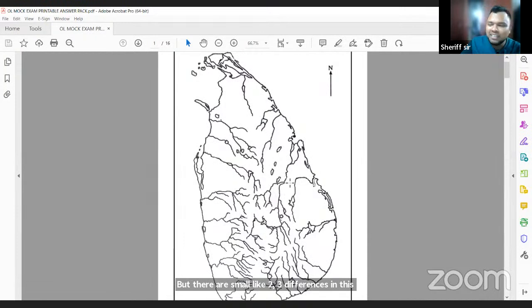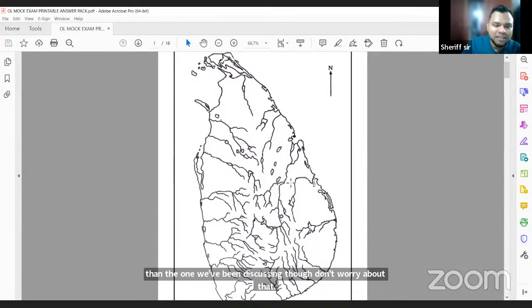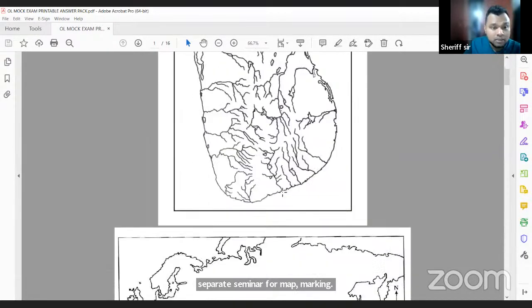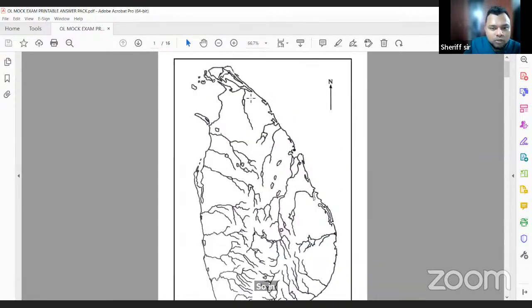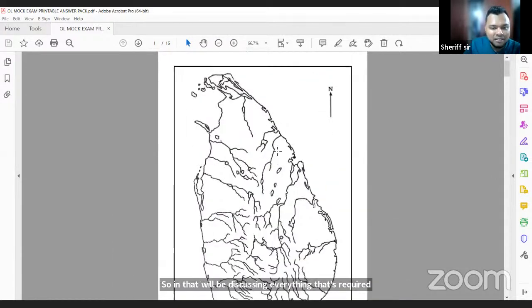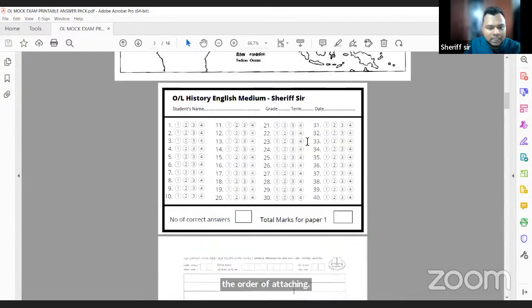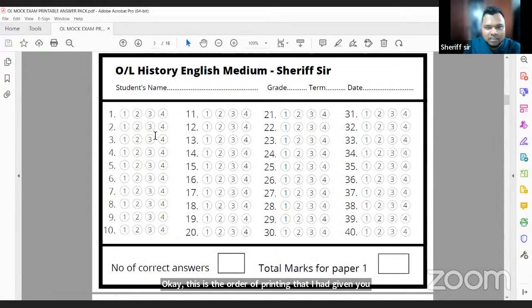Don't worry about that. We'll be discussing this map also. When we discuss the paper, I will tell you the differences. We also have a separate seminar for map marking, in which we will discuss everything that's required. This will be your first paper. This is the order of printing that I have given you, so when you're attaching, you need to attach this one first.